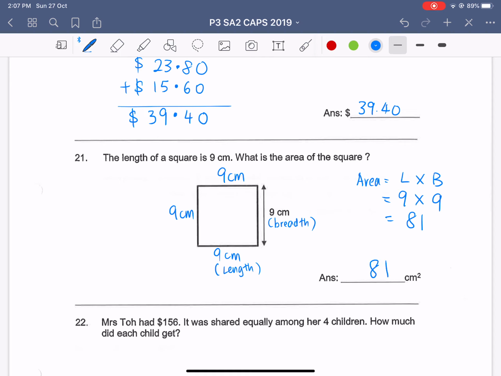Okay, still a handful of you are doing 9 times 4. Please, it's not. How can the breadth be 4? All sides should be equal. The numbers should both be equal.